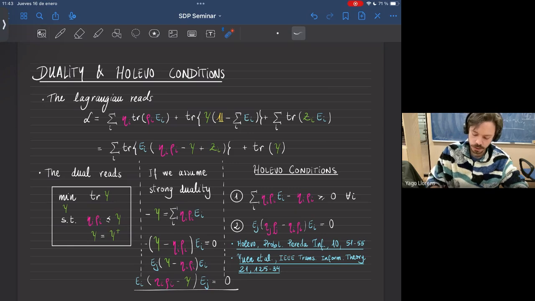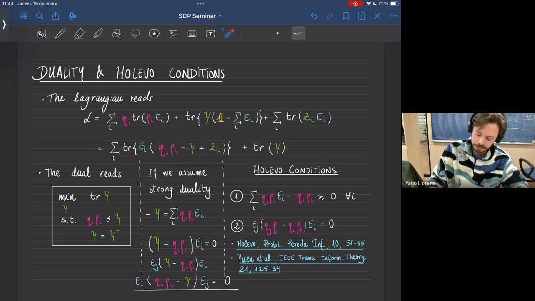But if we want the dual objective function to have the same output as the primal objective function, we can impose that y, this dual operator, is equal to just the sum of the multiplication of these hypotheses and POVM elements. Is it clear here?